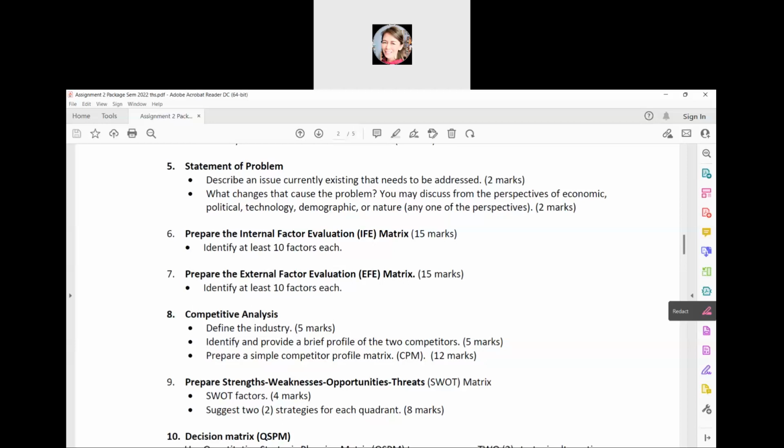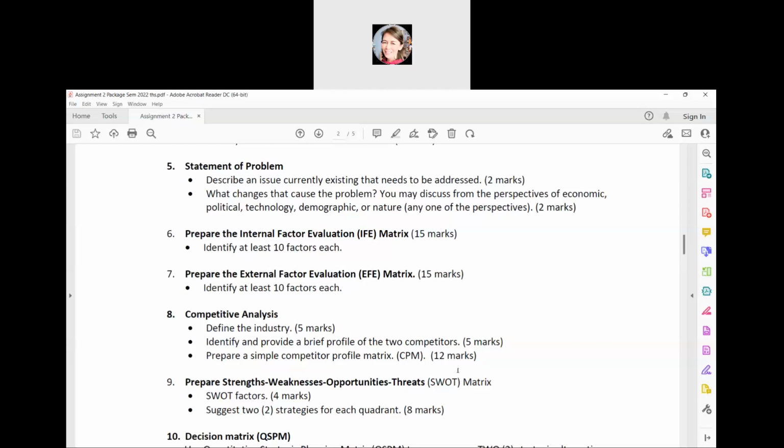and identify two competitors and provide a very brief profile of these two competitors. Okay, you prepare a simple CPM. Okay, in Smart 3, there is a sample of CPM. Okay, competitor profile matrix.